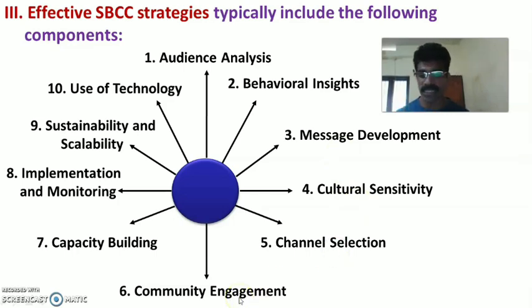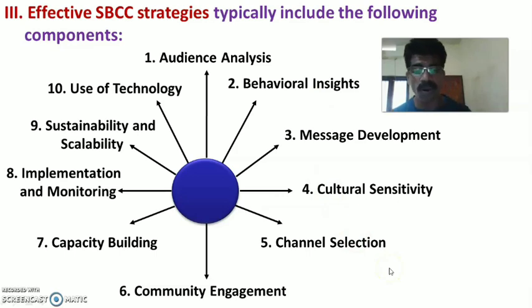Community engagement or participation. Then the seventh one is capacity building, strengthening the capacity of the individual. Then implementation and monitoring of the various strategies. Then sustainability and scalability. Scalability is nothing but measuring the strength of these strategies. Sustainability means continuing. Then use of advanced technologies in SBCC. So there are 10 important strategies or components. These are the effective SBCC strategies typically included in the following 10 components.